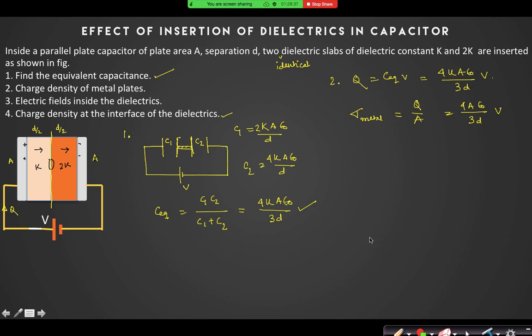Electric field inside the dielectric. What is the electric field for this charge? This electric field is due to this metal, right? Electric field due to this metal is equal to sigma divided by epsilon naught. Yes or no?